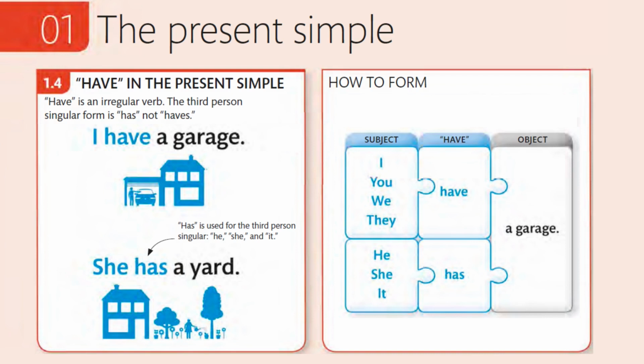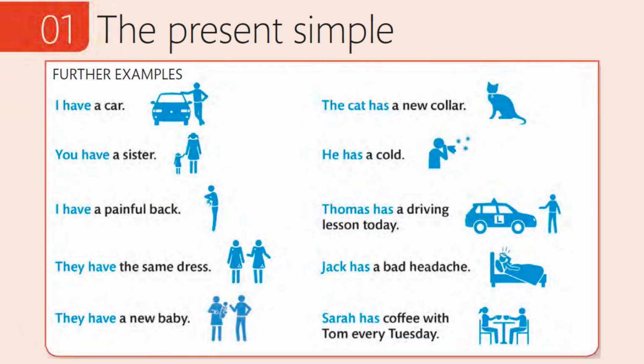How to form. I, you, we, they have a garage. He, she, it has a garage. Further examples. I have a car. The cat has a new collar. You have a sister. He has a cold.